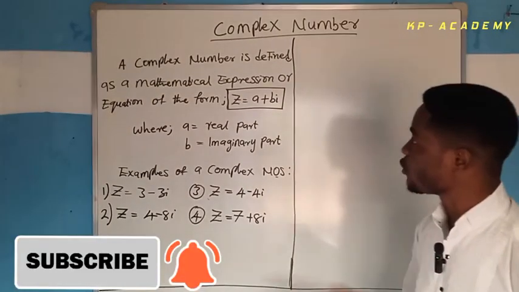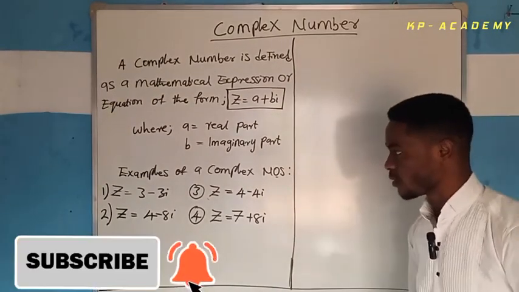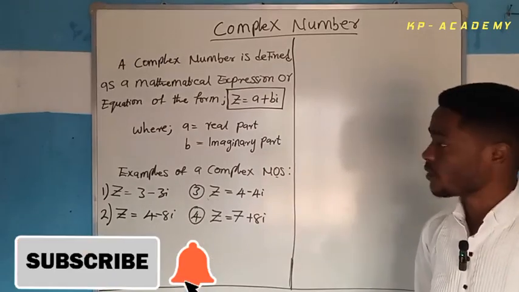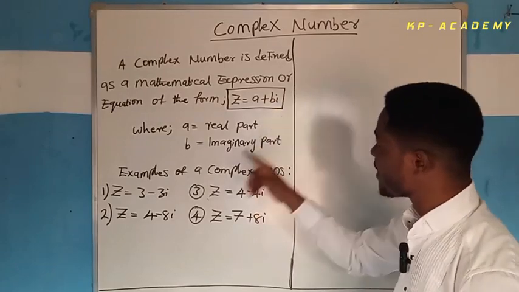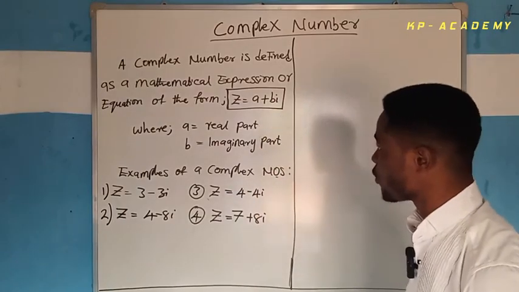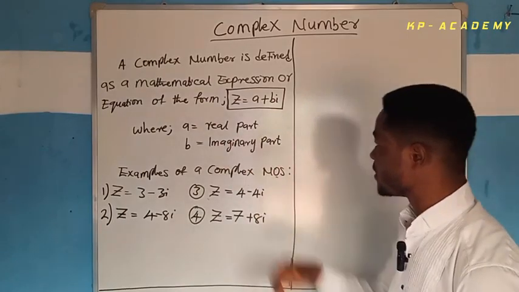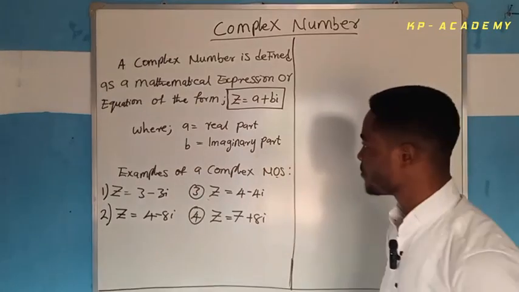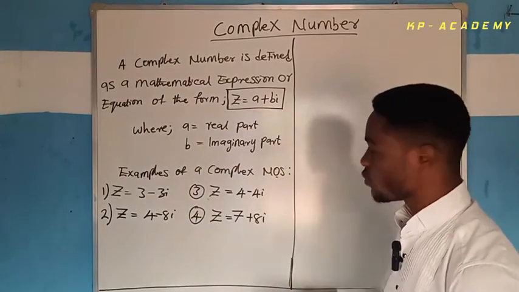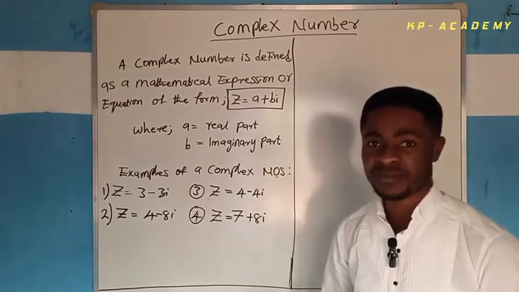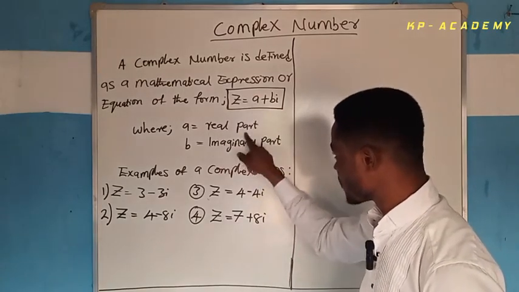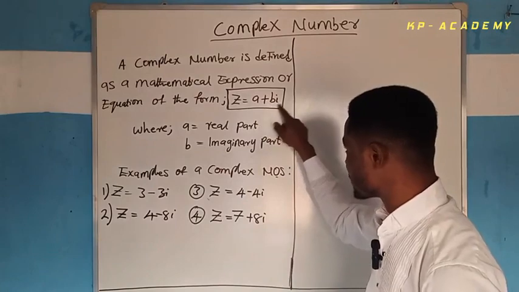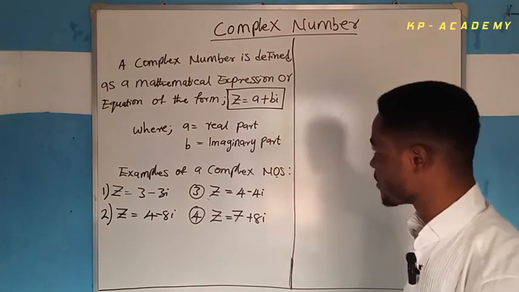In today's lesson, we are going to be talking about complex numbers. What exactly is a complex number? Like I have on the board here, a complex number is defined as a mathematical expression of the form z equals a plus bi. This form is most times referred to as the basic or standard form of a complex number, where a means the real part, and bi means the imaginary part.